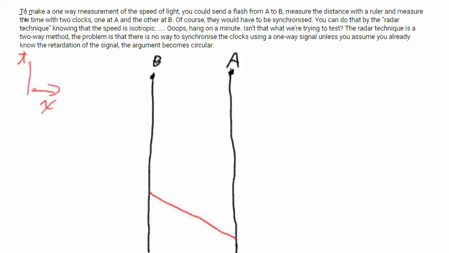at B. Okay, here he's going wrong, measuring the time with the two clocks, because they would have to already be synchronized. So this is where we go wrong. Of course, they would all have to be synchronized. So let's go back. Wait, no. Because he's saying, oops, hang on a minute. Isn't that what we're trying to test? No, we're not. These are two separate things. First of all, you can do that by the radar technique, knowing that the speed is isotropic. No, that's not what we're doing at all. We'll use the radar technique first, not knowing if the speed is isotropic.